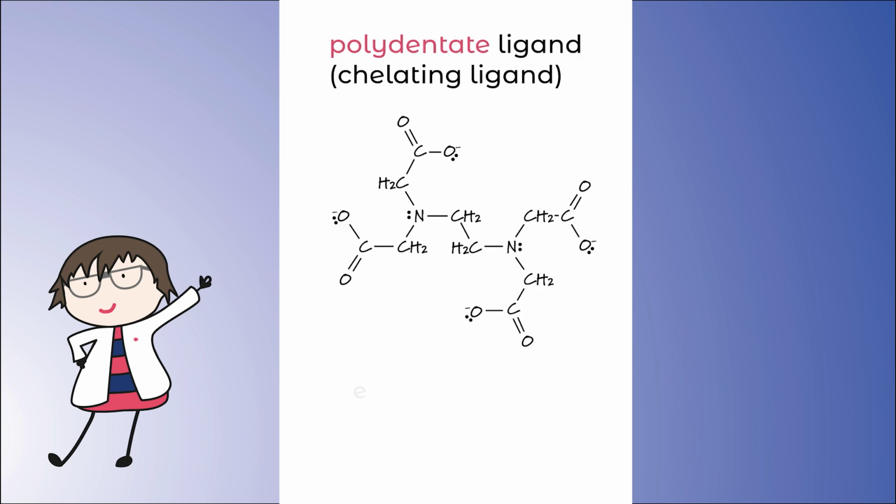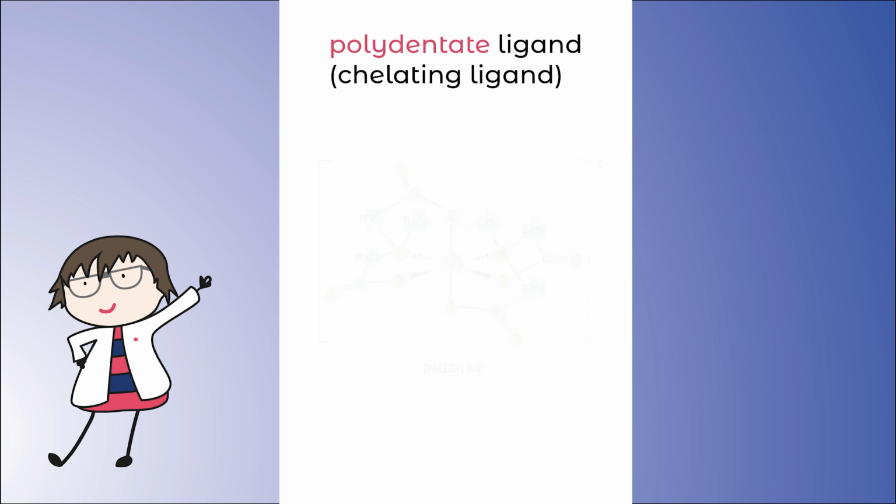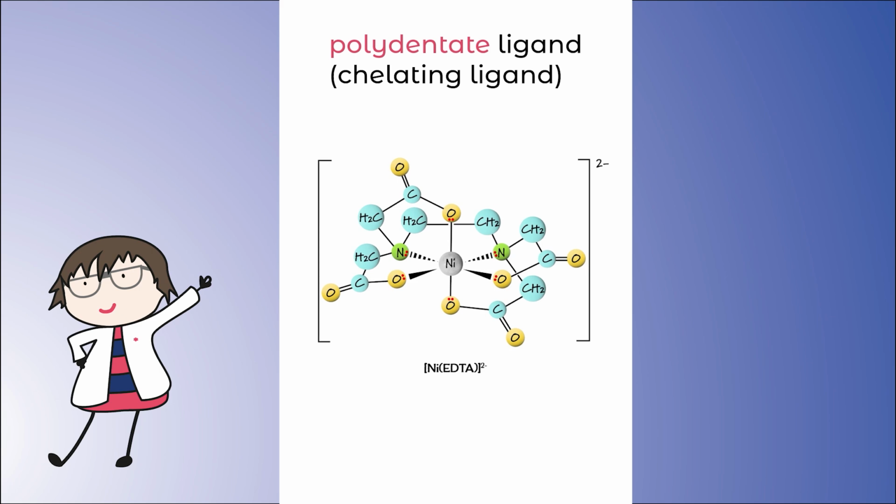The ethylenediaminetetraacetate ion, or EDTA for short, is an example of a polydentate or chelating ligand. In this case, it's hexadentate. The ligand wraps around the central ion using the lone pair of electrons on the 4 oxygen atoms and the 2 nitrogen atoms to make 6 dative covalent bonds. The complex formed is often called a chelate.